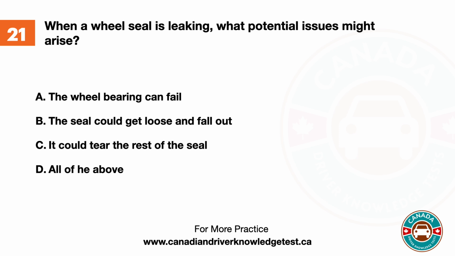Question 21. When a wheel seal is leaking, what potential issues might arise? A. The wheel bearing can fail. B. The seal could get loose and fall out. C. It could tear the rest of the seal. D. All of the above. The answer is A. The wheel bearing can fail.